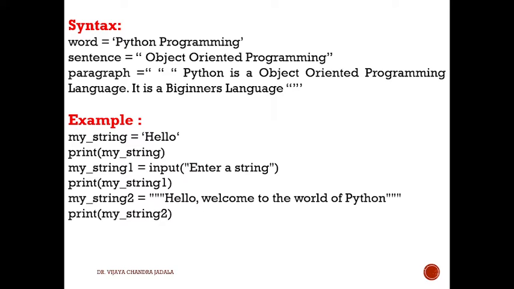Next come the examples. my_string equal to hello, print my_string. my_string1 equal to input, enter a string, print my_string1. my_string2 equal to hello, welcome to the world of Python, print my_string. Here we use single quotes as well as double quotes. Even triple quotes are shown as part of the example as well as the syntax. So single quotes, double quotes and triple quotes are used for strings.